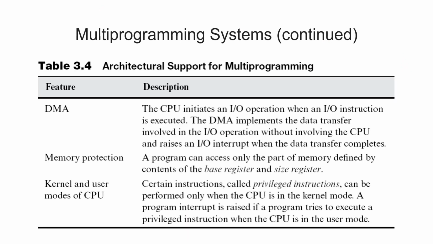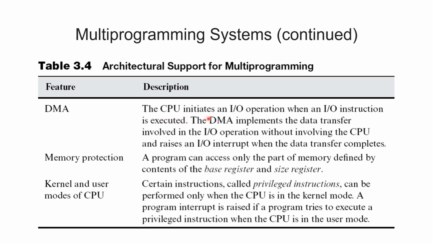Now the next. What is the architectural support for multiprogramming? What are the features of multiprogramming systems? The first one is DMA, the second one is memory protection, and the third one is the kernel and user modes of the CPU. The DMA, as we know, is direct memory access.